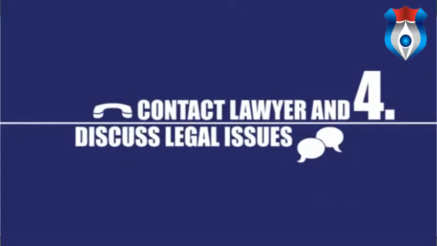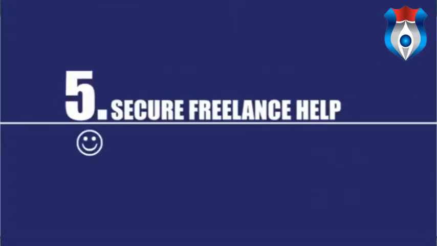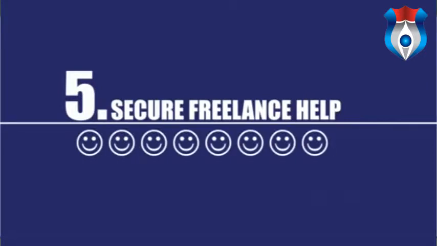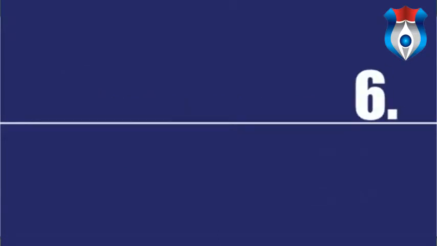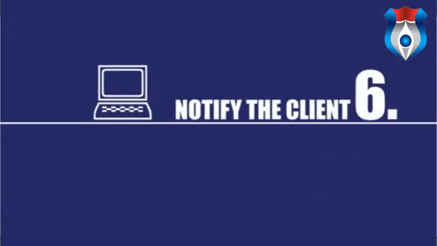The fourth step is discussing the legal issues with the lawyer. The studio owner talks about liability, the contract with the client, and anything else needed to make sure that they're safe. The fifth step is securing freelance help. Sending emails to as many freelance artists as possible, since so much time was lost and needs to be made up for. The sixth step is notifying the client of the incident.